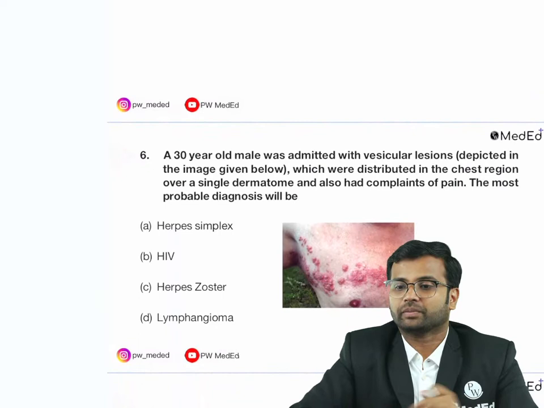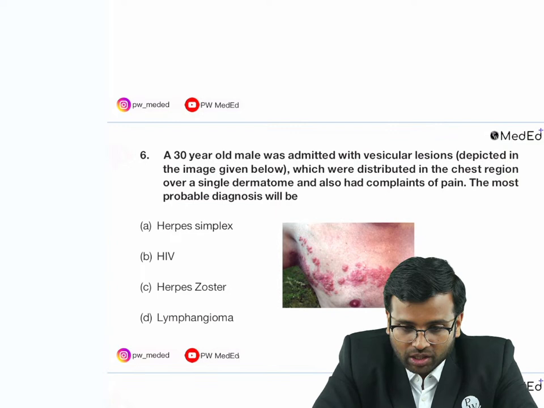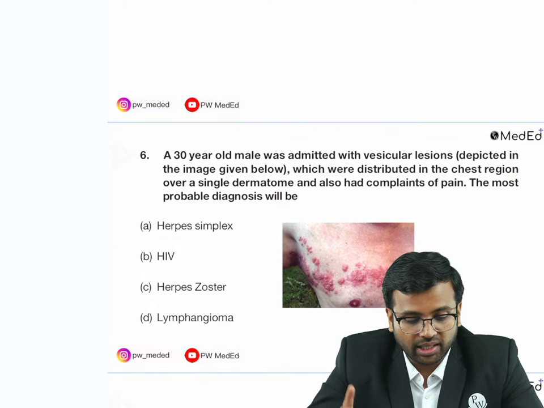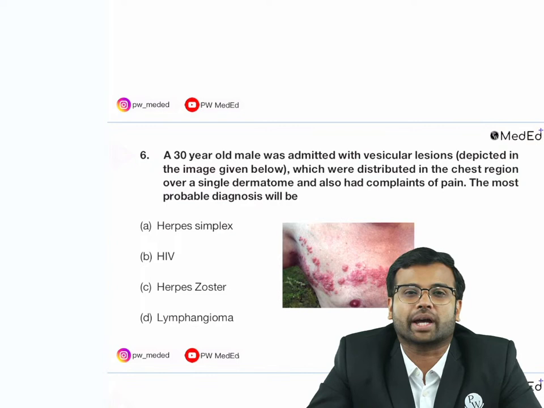So this next one says that there is a 30-year-old male. This patient was admitted with vesicular lesions, and these lesions were distributed in the chest region over a single dermatome, and the patient is also complaining of pain. What is the probable diagnosis? Easy question, right? So what is the probable diagnosis here?